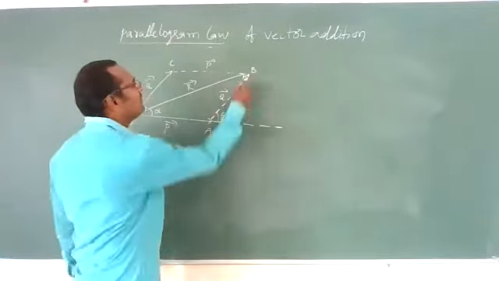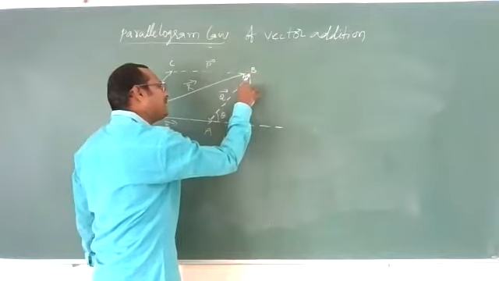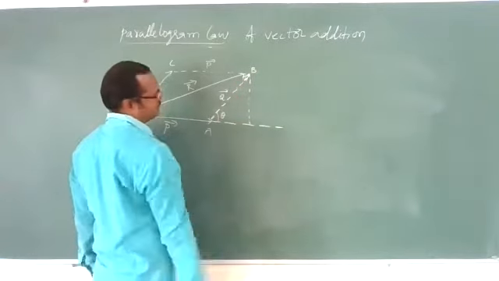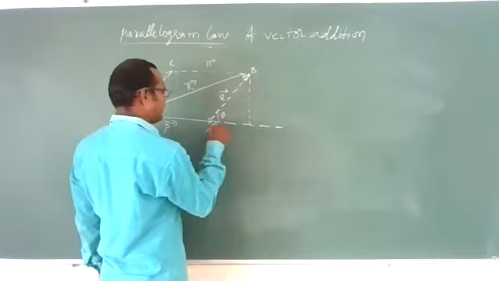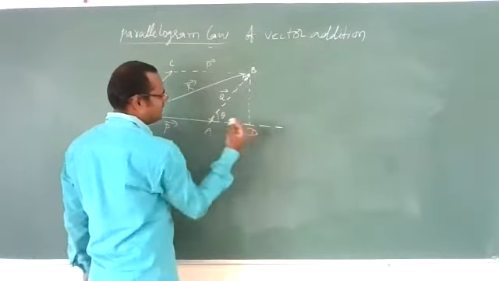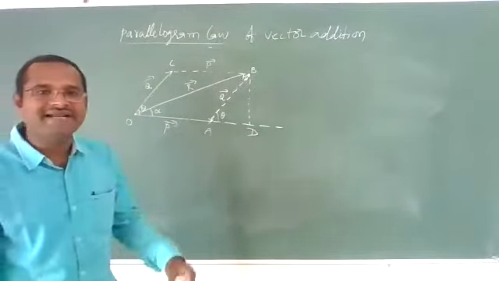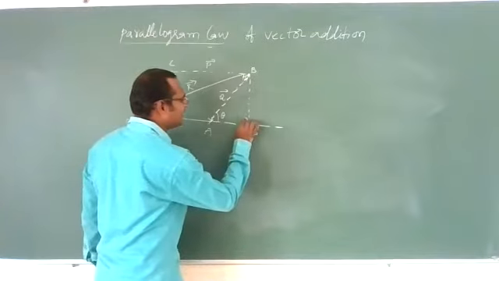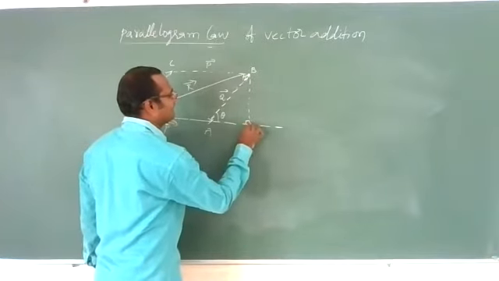Now, from B, draw one perpendicular. This I call CD. This is A, B, D. Now it has become a right angle triangle. Here it is your right angle. This is your angle.